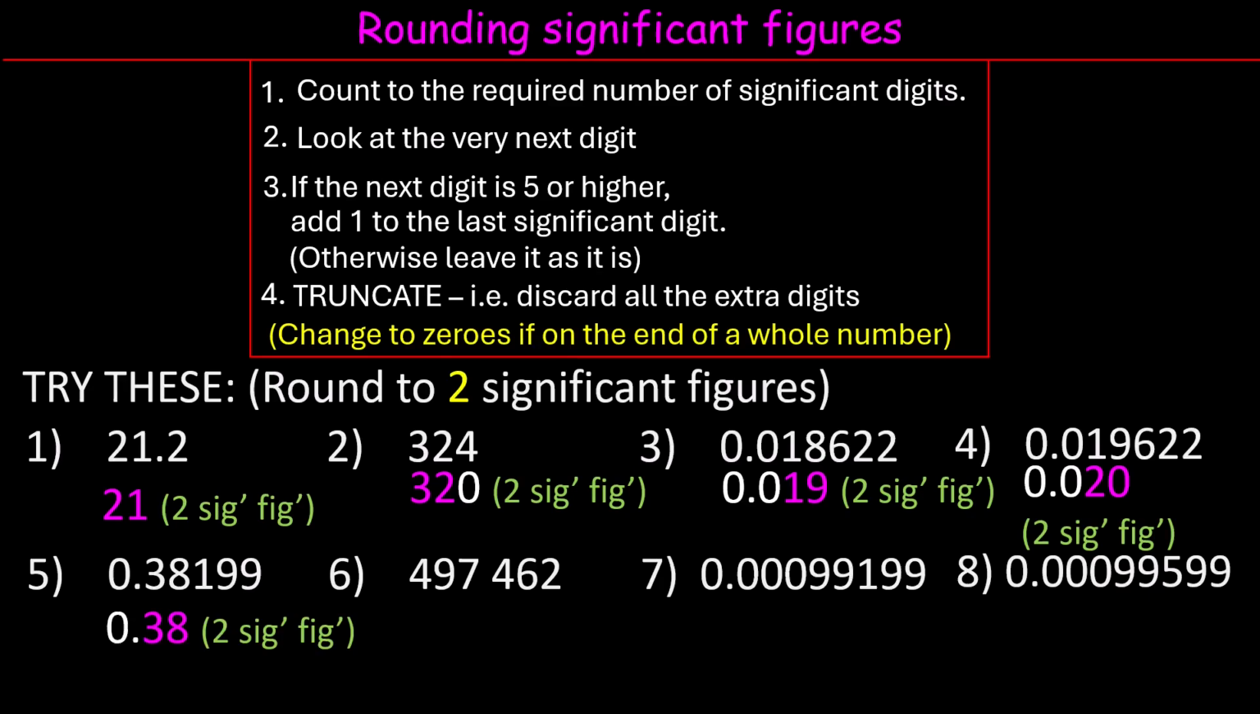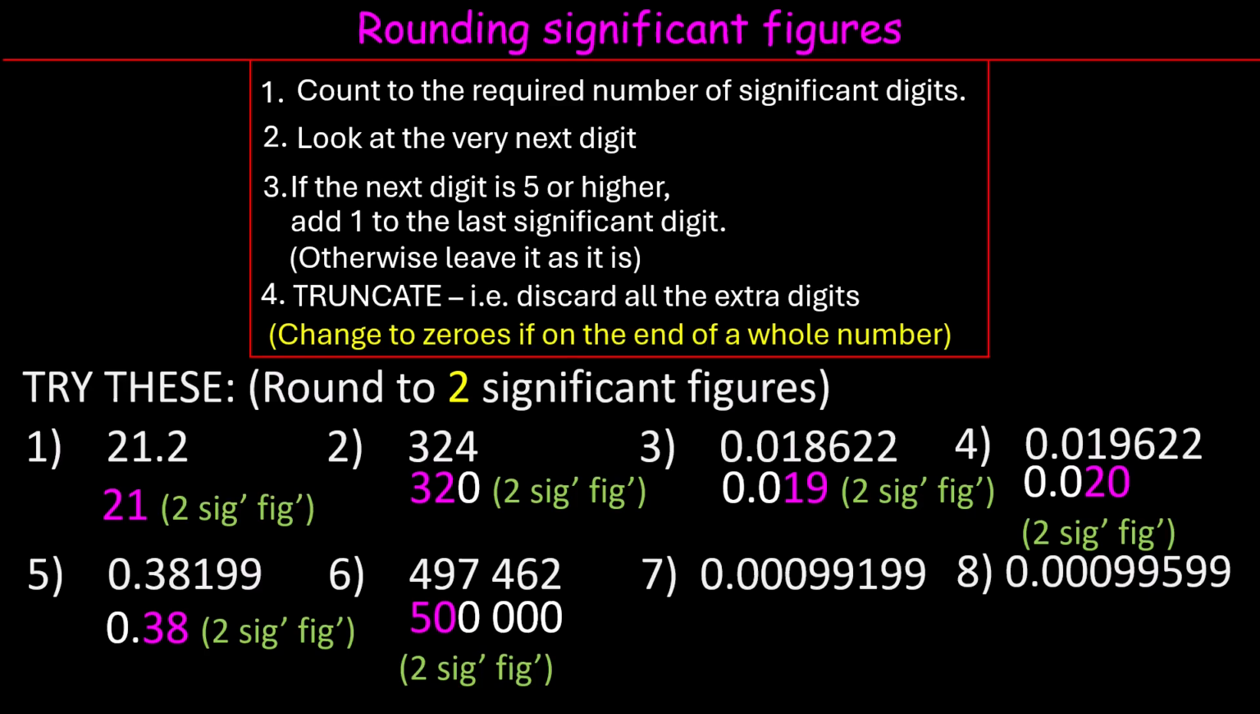In example 6, the 4 and the 9 are our 2 significant digits, but the 7 after them makes the 9 go up by 1, in turn making the 4 go up to 5. It's easier to think that 49 goes up to 50. We also need all these zeros to hold the place value columns of the other non-significant digits, giving us 500,000 to 2 significant figures, which is to the nearest 10,000 in this particular example.